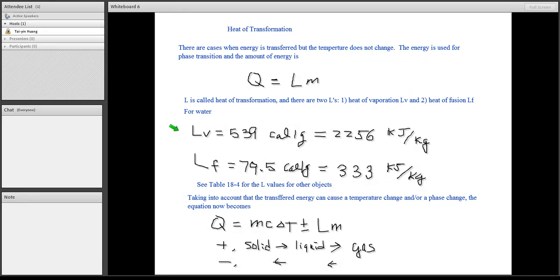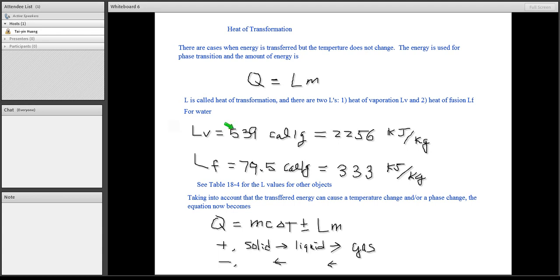Okay, so for water, because we're going to do simple problems applying to water, these are the numbers. These are the heats of transformation for water. So the heat of vaporization has this value, 539 calories per gram, or 2,256 kilojoules per kilogram.